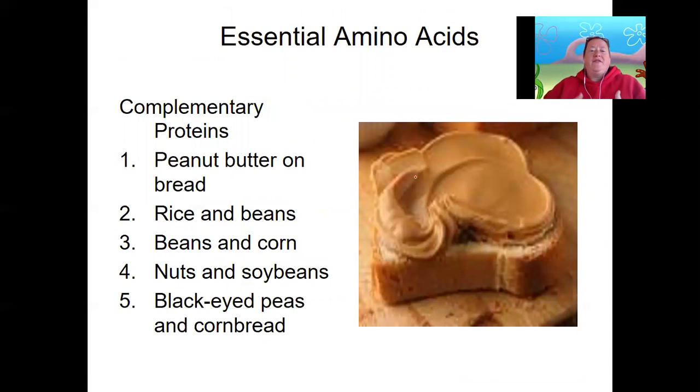So complementary proteins are things like beans and rice. If you eat rice and beans together, you will get all of the essential amino acids. Peanut butter on bread, beans and corn, black-eyed peas and cornbread, nuts and soybeans. So sometimes if you're preparing dishes, you can be mindful of getting the essential amino acids in one meal. However, again, it's not necessary if you are getting a regular intake of the essential amino acids in your diet over time. It is just fine.